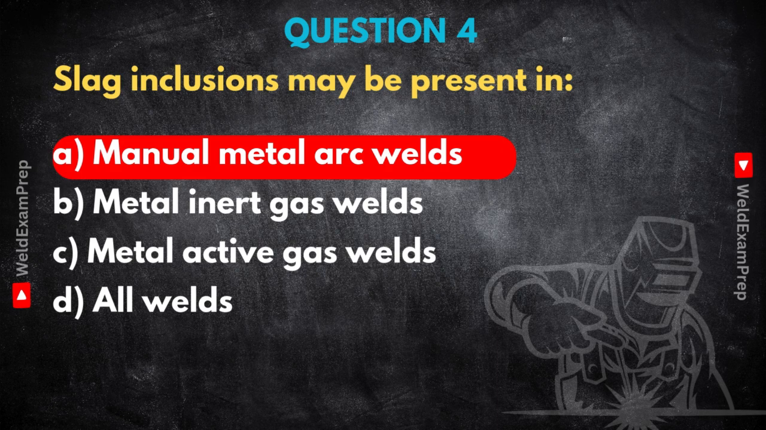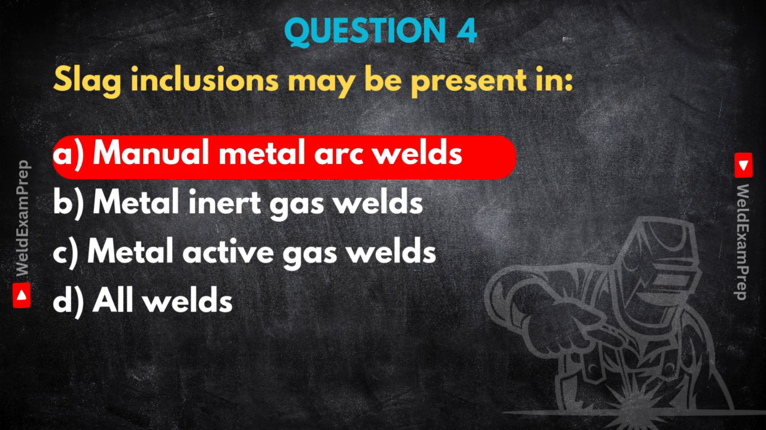Now compare that to, say, MIG, metal inert gas, or MAG, metal active gas welding. These processes use a continuous wire electrode and a shielding gas like argon, or an argon CO2 mix, pumped over the weld area. There's no flux coating generating slag. So logically, slag inclusions are very, very rare, practically impossible, in standard MIG or MAG welds. Okay, that makes perfect sense. The source of the slag just isn't there in MIG-MAG.